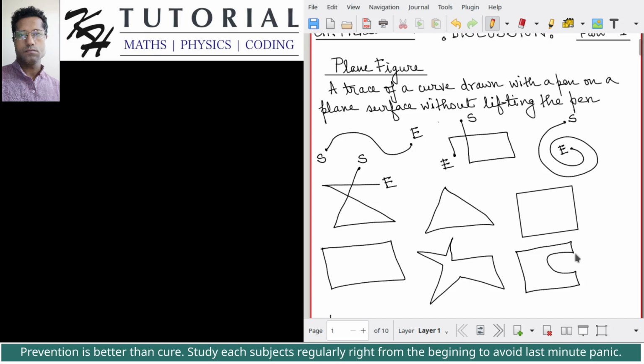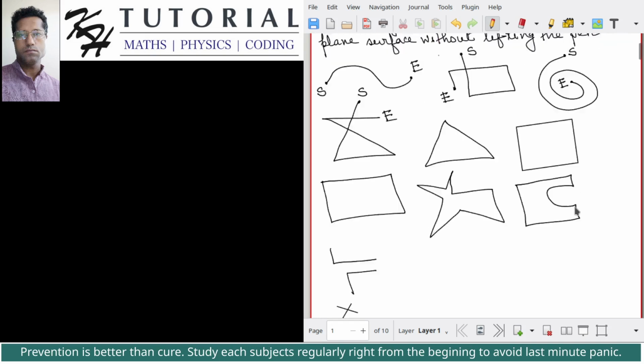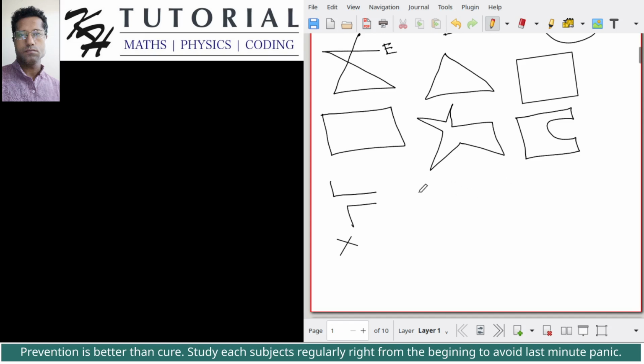Now there are two words involved. One is plane and one is figure. A figure is a trace of a curve, or a trace of a path drawn with a pen without lifting the pen. That is a figure. When you draw that path on a plane surface or a piece of paper, then we say it is a plane figure. Okay.